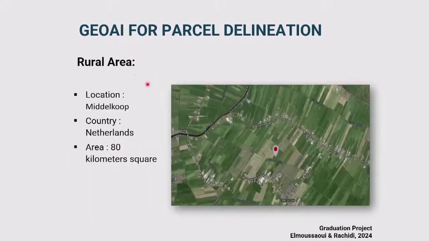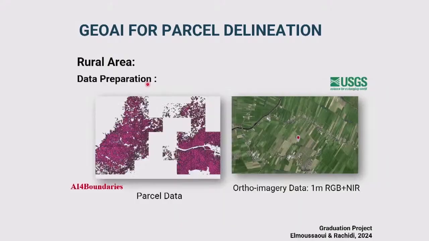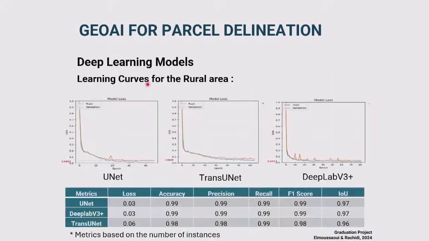For the rural area, it is a region in Middelkoop in the Netherlands, for the same reason, data. And we found open source data to train the model. It's AI4Boundaries, data that has been prepared for the sake of training this kind of model. We've applied them on the same type of images, and we have the results.